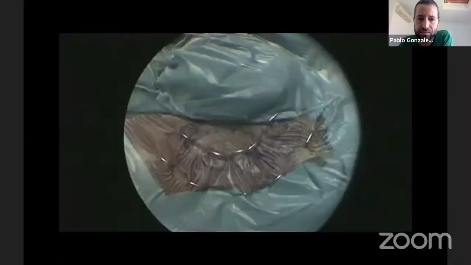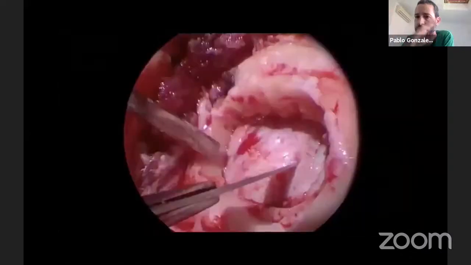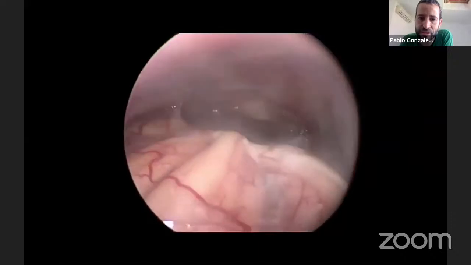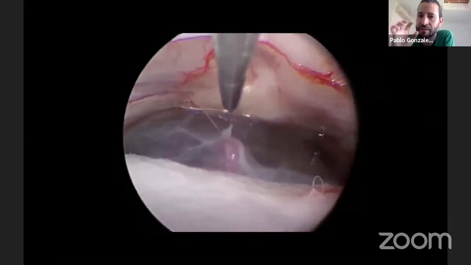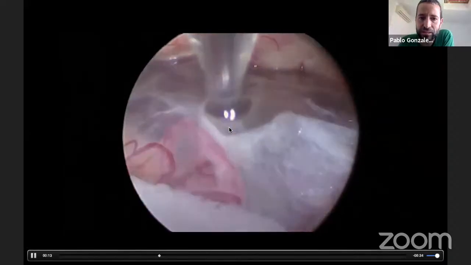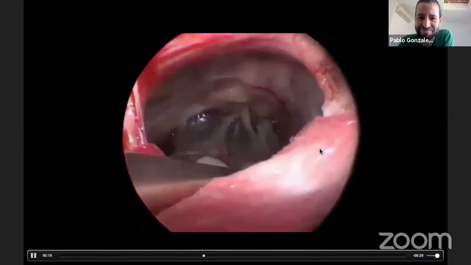In this case, we decided to do a retrosigmoid approach. We just need to fenestrate all the layers of the arachnoid cyst in between all these nerves. I'm sharing this case with you because we will see a crazy anatomy of all the nerves that we have been reviewing. So this is the lateral wall of the cyst, the posterior wall. That's the tentorium. This is Julia, our nurse.